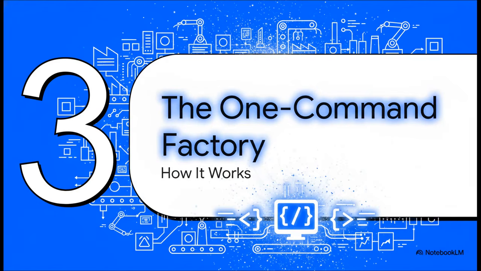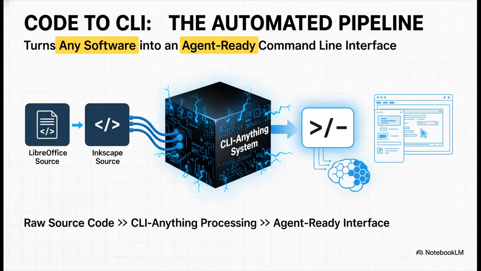Okay, so if the command line is our destination, how do we get there for every app out there? Well, this is where the real magic happens. This project has basically built an automated factory that can whip up a CLI for, well, just about anything. And that's the whole mission in one sentence. You literally feed it the source code of an application, think LibreOffice or Inkscape, and it chews through that code to automatically generate a brand new, fully working command line interface that an AI agent can start using right away.